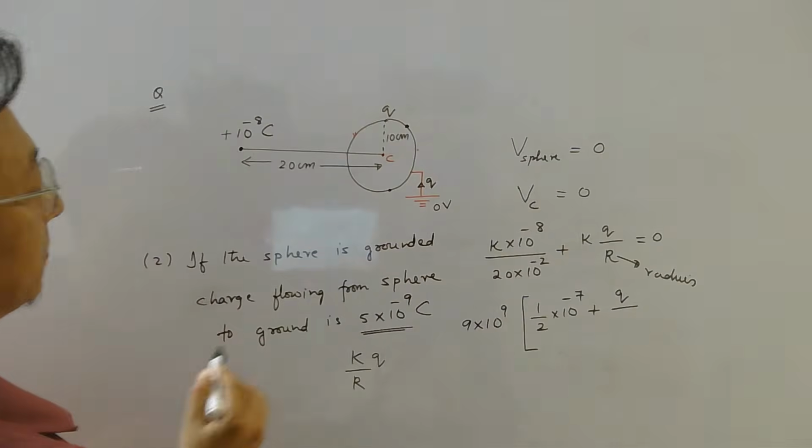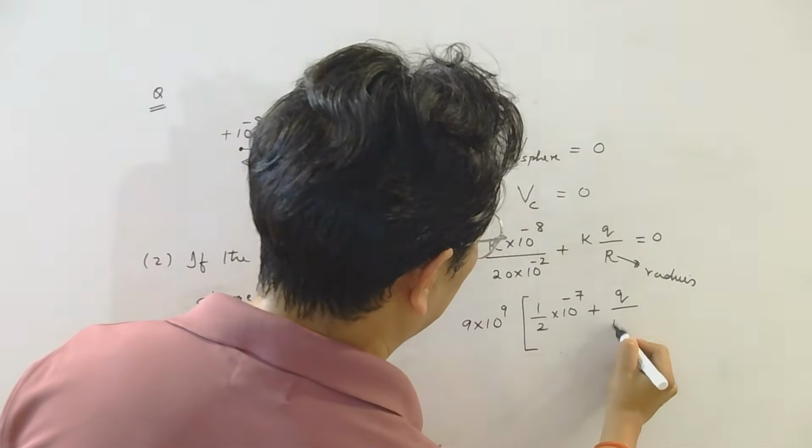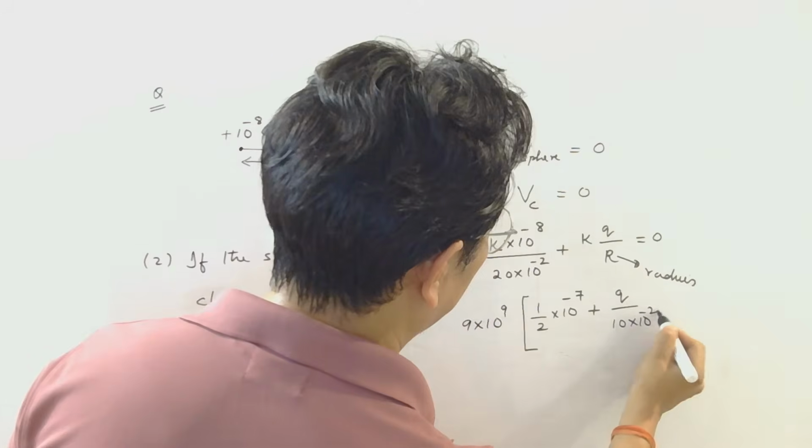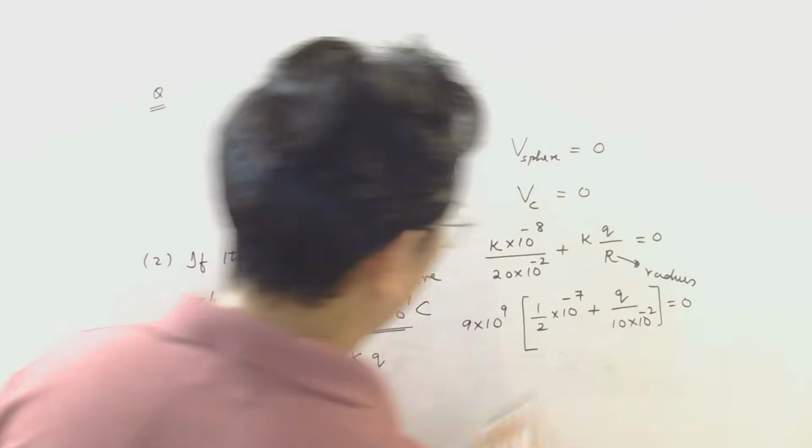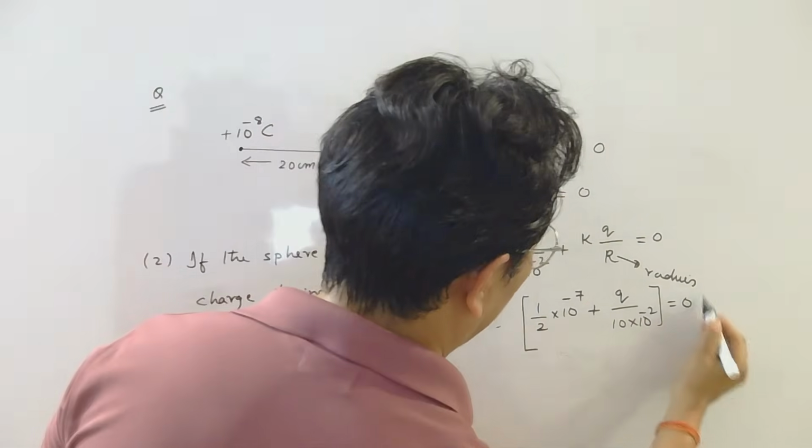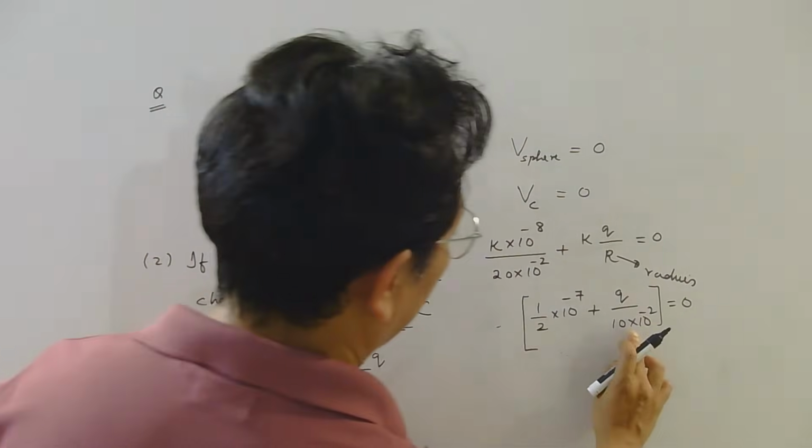And R is how much? Radius of this is 10 centimeters. So 10 into 10 power minus 2 meter. That should be 0. So this you can divide here, right? Again it will become 0. So then you can take this that side.